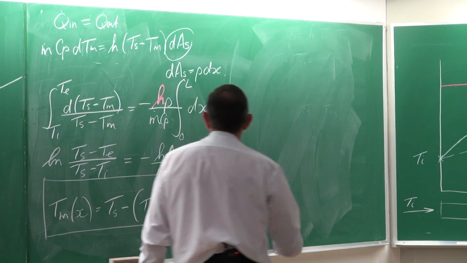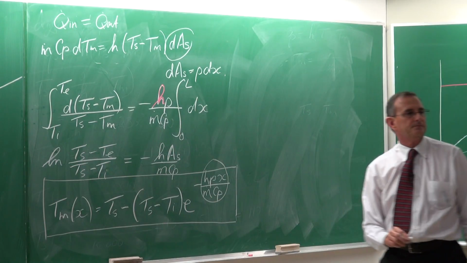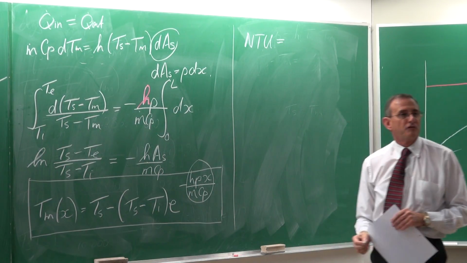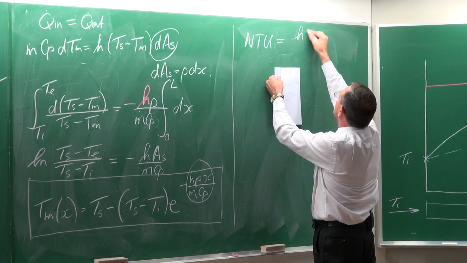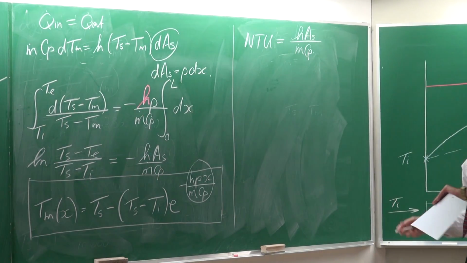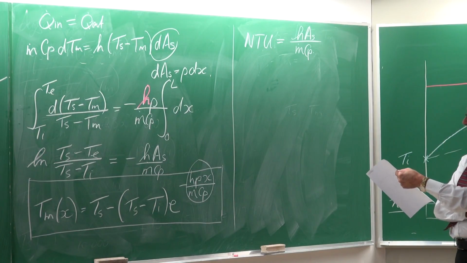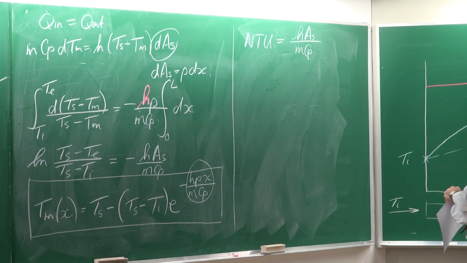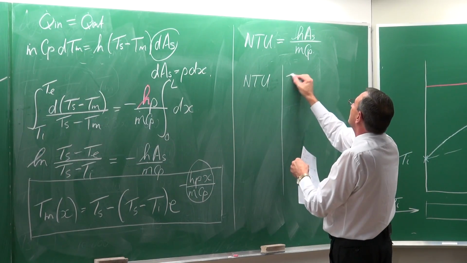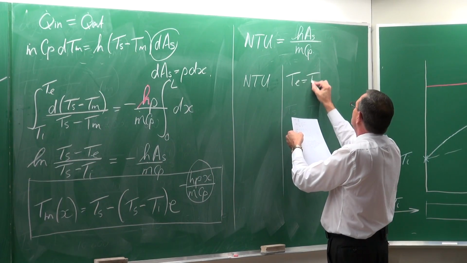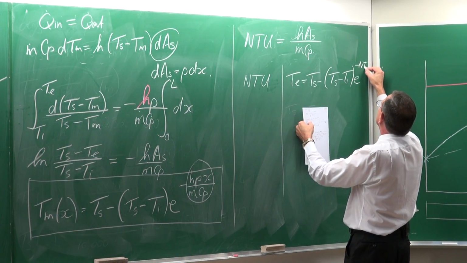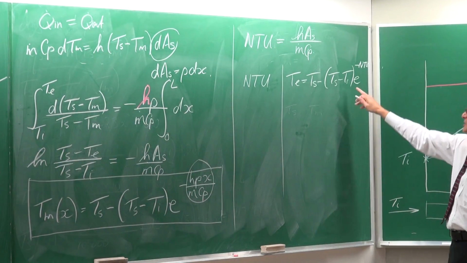The other thing that is very important in this equation is this term. This term is also called the number of transfer units, NTU, and that is equal to the heat transfer coefficient multiplied by the surface area divided by m dot Cp. If we look at the values of NTU in the equation Te equals Ts minus (Ts minus Ti) e to the minus NTU, this term is just e to the minus NTU.